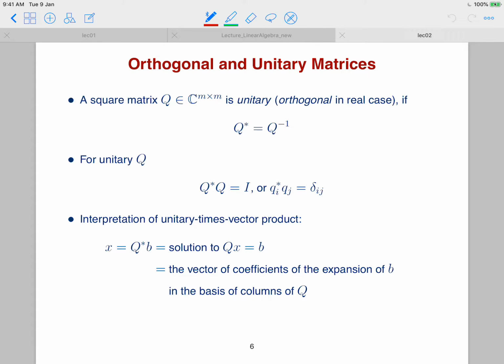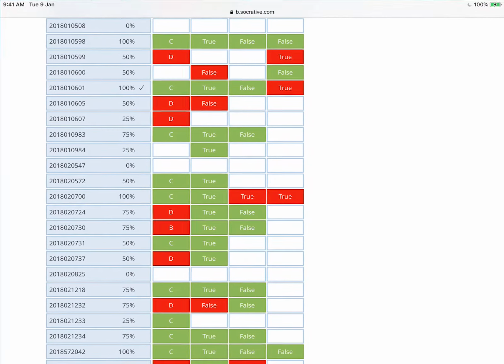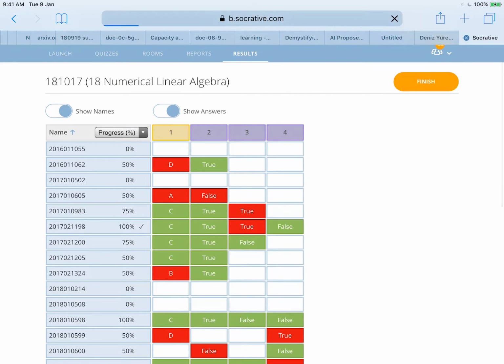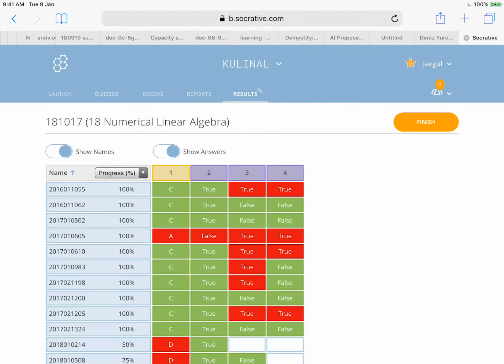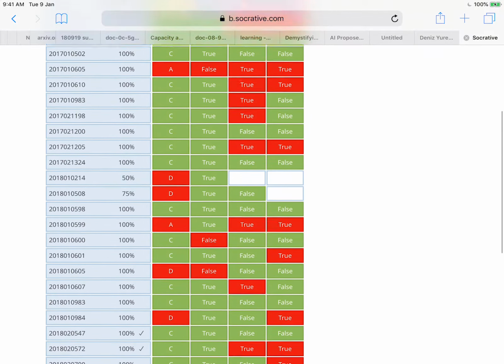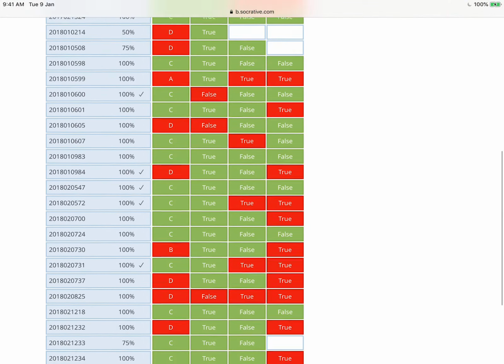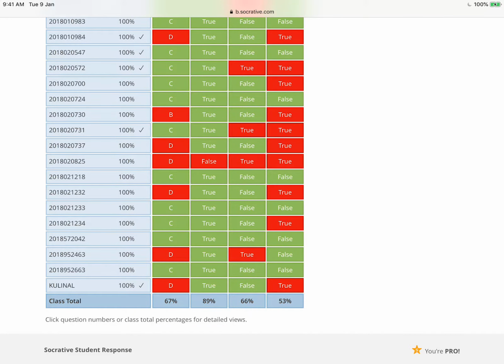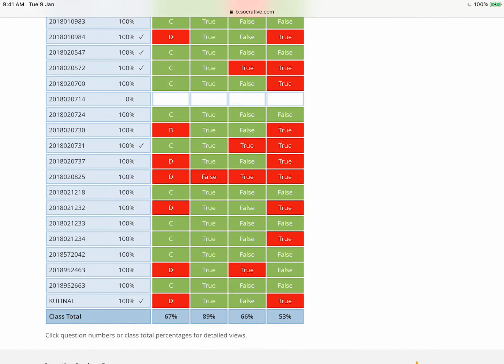So, let's see. If someone entered the student name as KULINAL, I'm not sure who he is, but yeah, please make sure that you entered your student number starting with the... what is this?